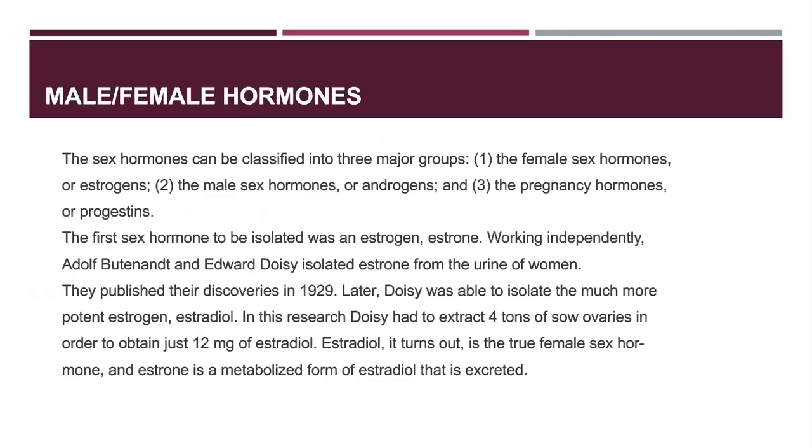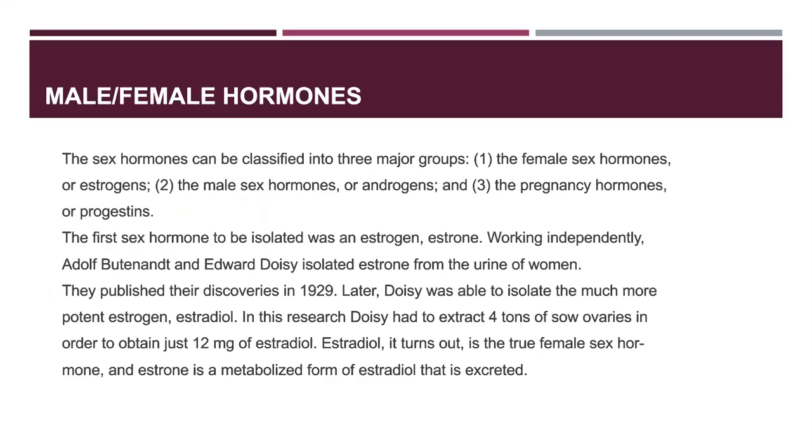Male and female hormones. The sex hormones can be classified into three major groups: the female sex hormones, the male hormones, which are androgens, and the pregnancy hormones, which are progestins. The first sex hormone to be isolated was an estrogen. Working independently, Adolf Butenandt and Edward Doisy isolated estrogen from the urine of a pregnant woman. They published their discoveries in 1929. Later, Doisy was able to isolate the much more potent female hormone, estradiol.